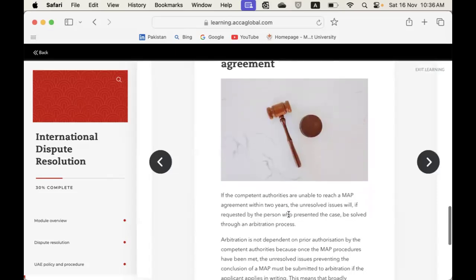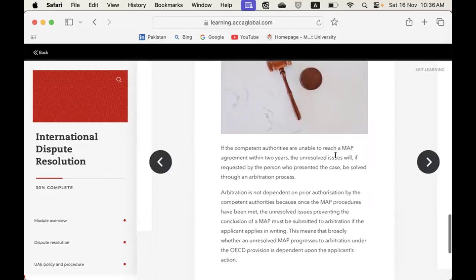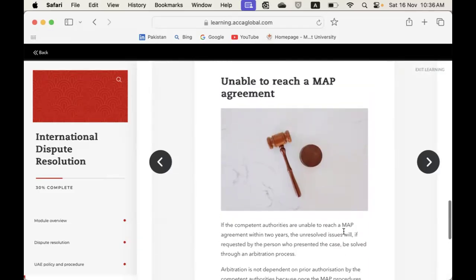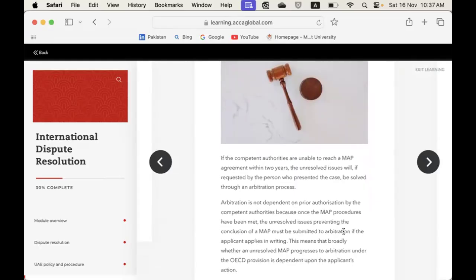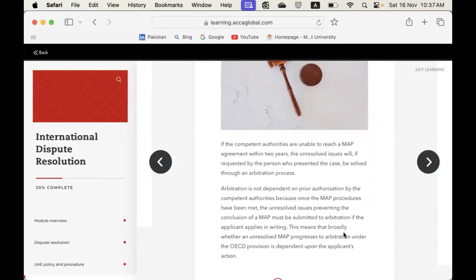Unable to reach MAP. This is a kind of a revision of what we just read. If the competent authorities are unable to reach the MAP agreement within 2 years after providing all information, then the person can request arbitration. Arbitration is not dependent on prior authorization by the competent authorities, because once the MAP procedures have been met, the unresolved issues preventing the conclusion of a MAP must be submitted to arbitration. So generally speaking, if MAP, mutual assistance procedures, fail, then the matter goes to arbitration. This means that broadly, whether the unresolved MAP progresses to arbitration under the OECD provisions is dependent upon the applicant's actions. So the key point is that the entire information must be provided to both authorities.